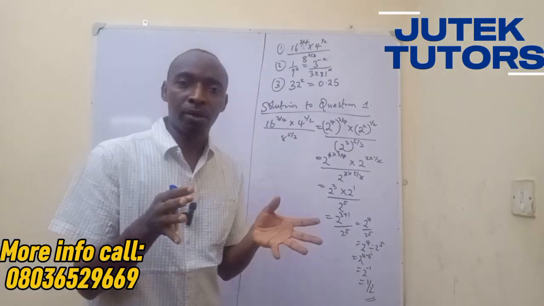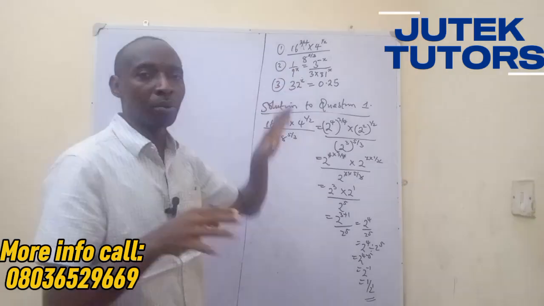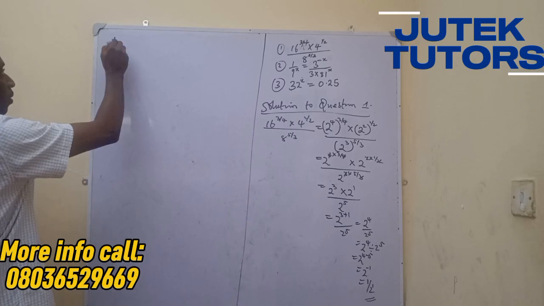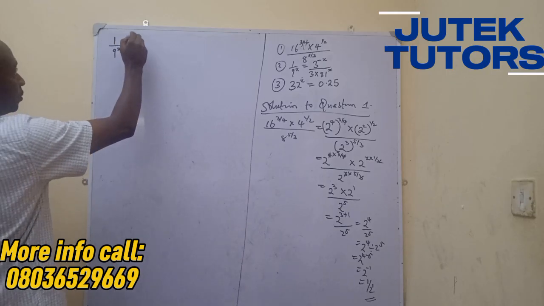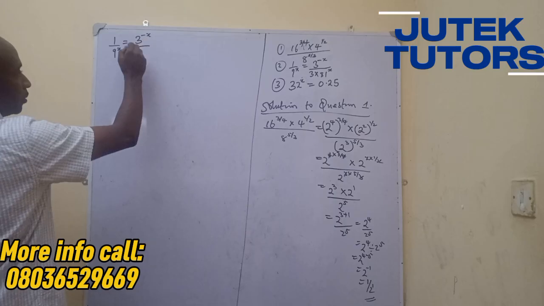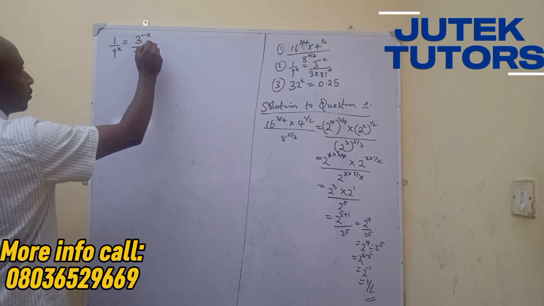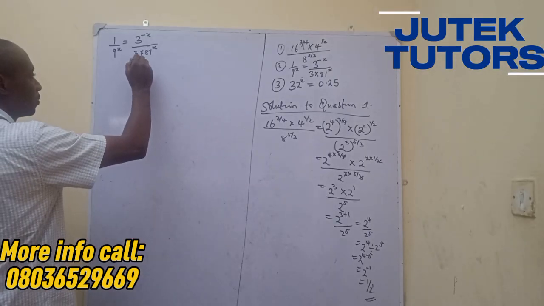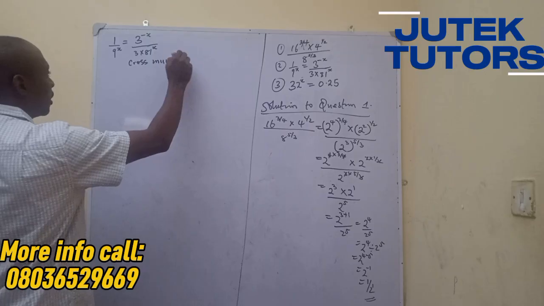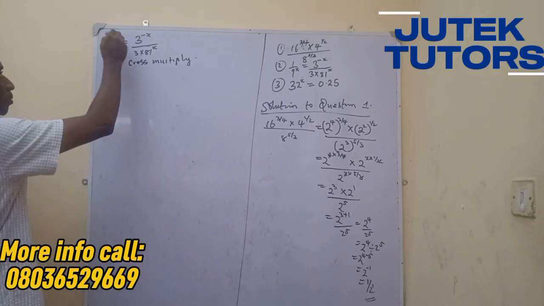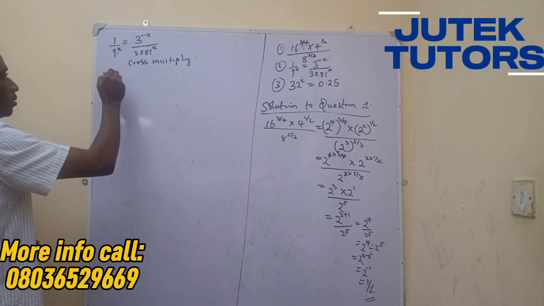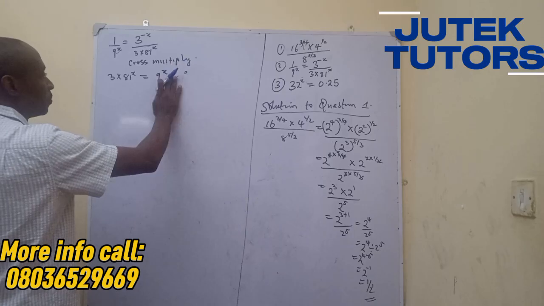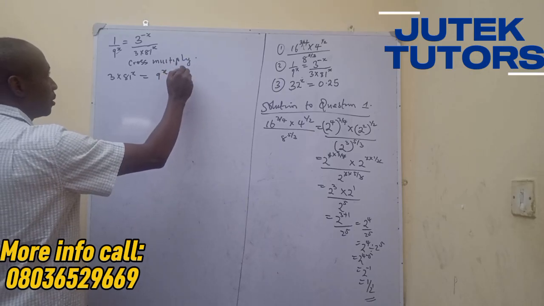So let's look at the solution to the second problem. The second problem says that we have 1 all over 9 raised to power x equals 3 raised to power minus x, over 3 times 81 raised to the power x. In this case, we can cross multiply, because this one will come to this side and this one will go this way. We have 3 times 81 raised to power x equals 9 raised to power x multiplied by 3 raised to power minus x.